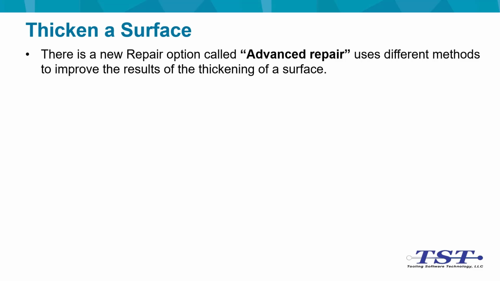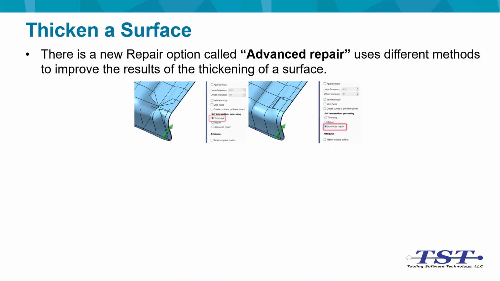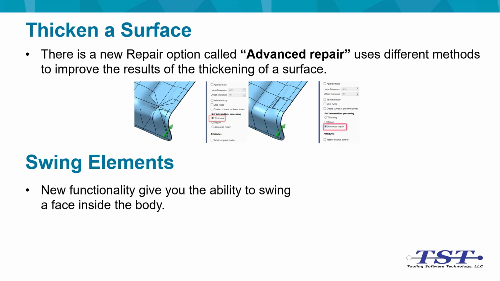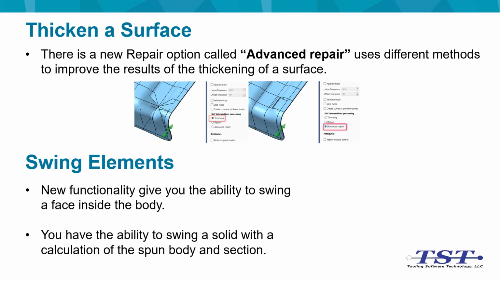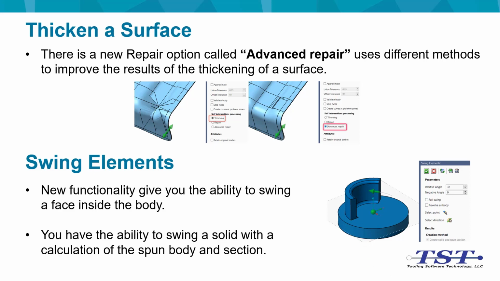Thicken the surface. There's a new option called Advanced Repair, which improves the surface quality when you're doing a thicken the surface, which essentially is changing this into a solid. So on more complex areas, this command will help you out. And within swing elements, there's new functionality that gives you the ability to swing a face inside of a body. You also have the ability to swing a solid with a calculation of spun section as well.